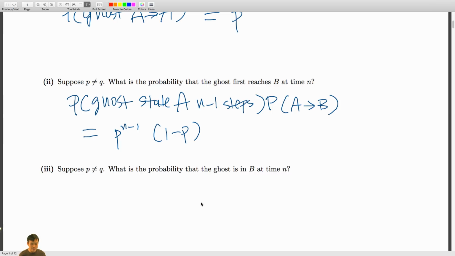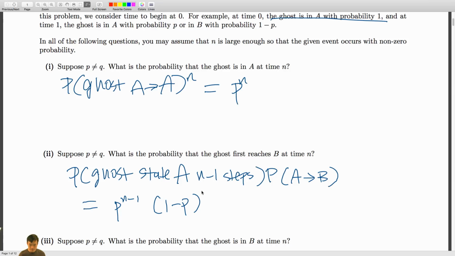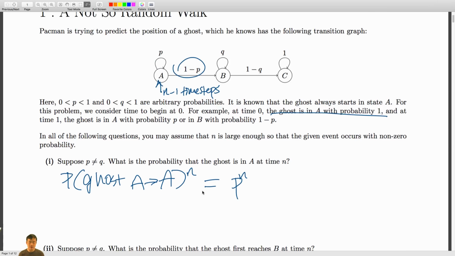For the third part, now we're asked the probability that the ghost is in B at time n. If we think about the graph structure again, for the ghost to be at location B at time n, the ghost must have transitioned once from A to B and not have transitioned from B to C. However, there's some variability that could happen. For example, the ghost could transition from A to B immediately at time step 1 and then stay in B for the rest of the time steps, or it could transition from A to B at time step n minus 1 and then stay in B for the next time step.